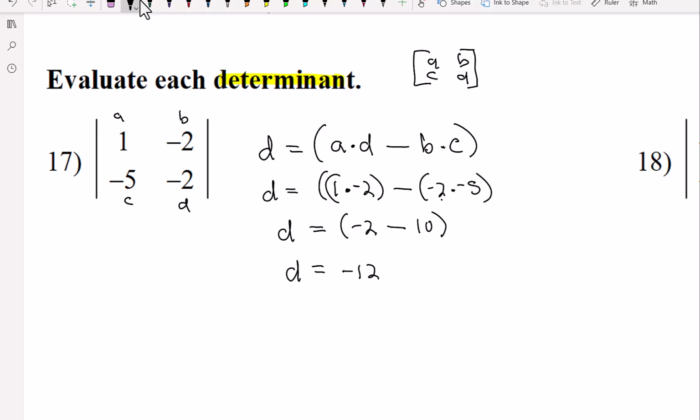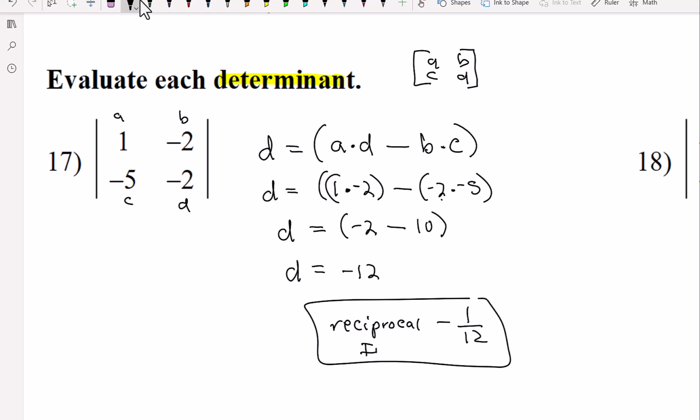And then we're going to use this determinant. We're going to use the reciprocal. So it'd be negative 1 over 12 when we find the inverse. By the way, to find a determinant, it can only be a square matrix. So if you had a 3 by 2, you wouldn't be able to find the determinant. So what I mean by square, 2 rows, 2 columns, 3 rows by 3 columns. So determinant can only be used on a square matrix.